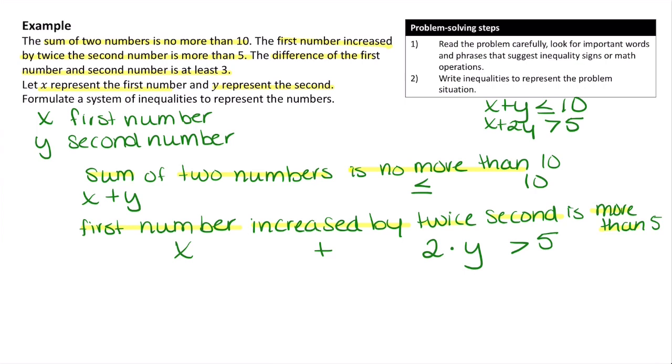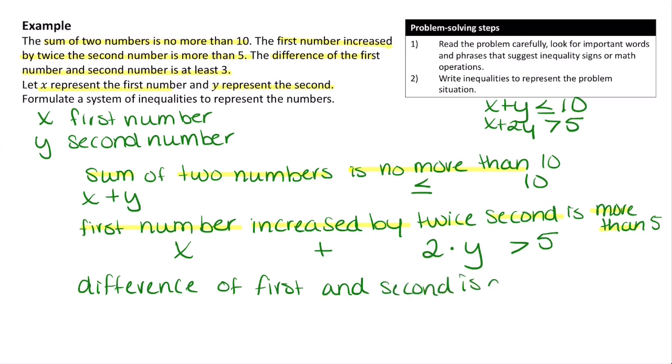Okay, and now we have another sentence. We have the difference of the first number and second number is at least 3. Difference is another important word. Difference, remember, means subtract. We're looking at the difference of the first and the second, so we know that means x minus y. And then we have this important phrase, is at least.